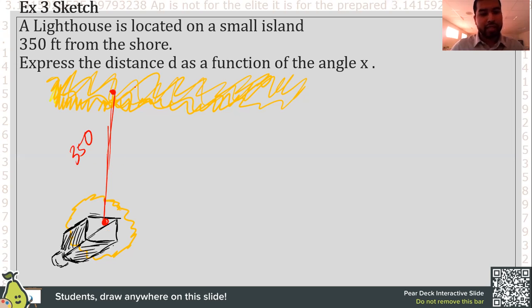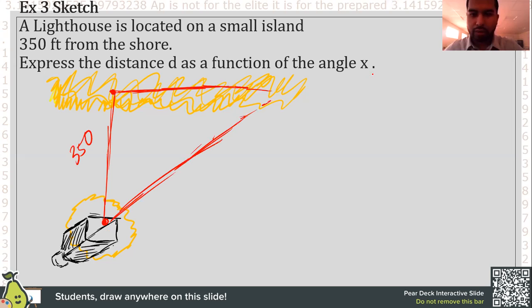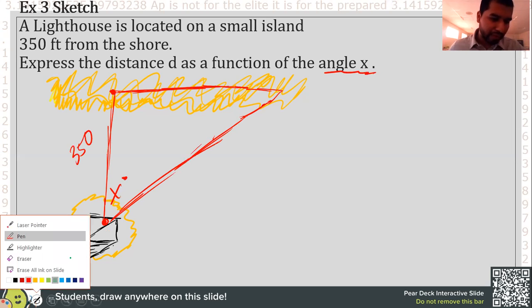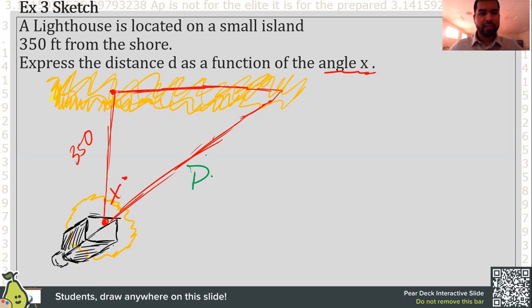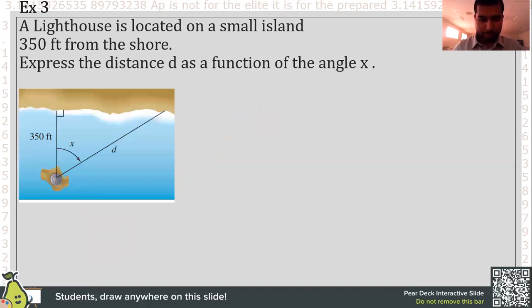Now, this lighthouse is going to project its light to a certain point. We don't know where, but we do know that the angle that is being projected is told to us as angle x degrees. Now they want us to find the distance d, as a function, for the distance where the light traveled.